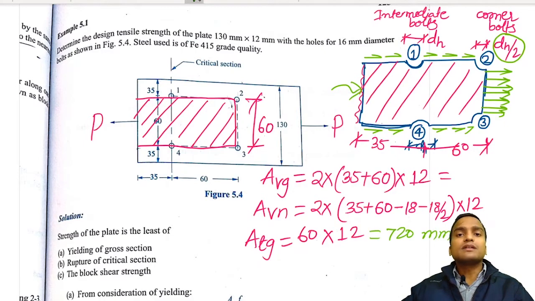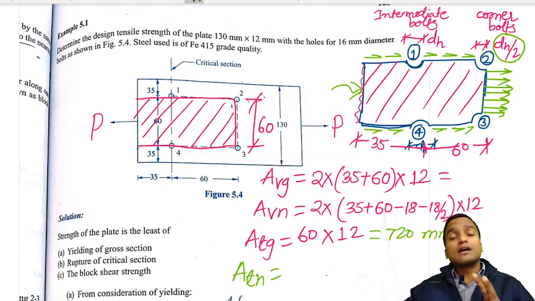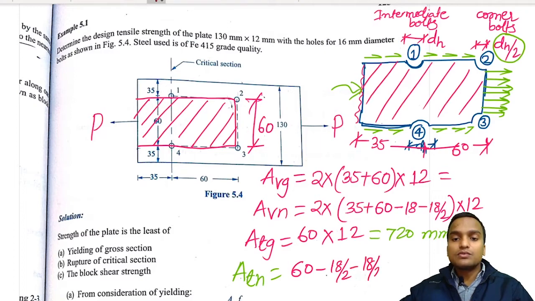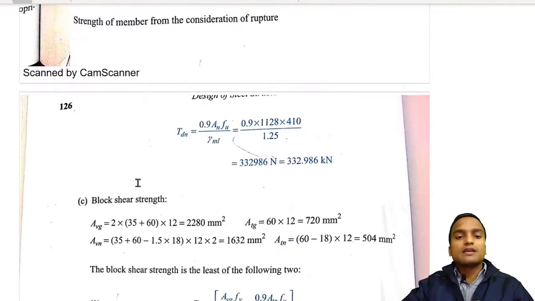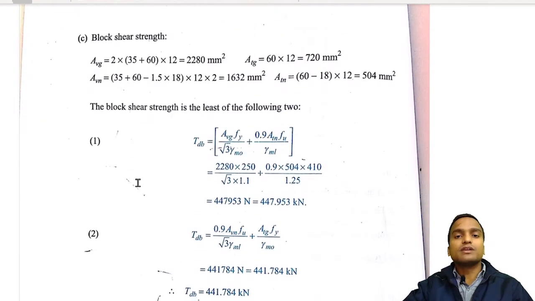Now we will calculate the net area of tensile plane ATN. If we see, there are no intermediate bolt holes on the tensile plane, but there are two corner bolts in the tensile plane. So we have to do the calculation accordingly, like 60 minus 18 by 2 minus 18 by 2, and this value we have to multiply with the thickness of the plate.